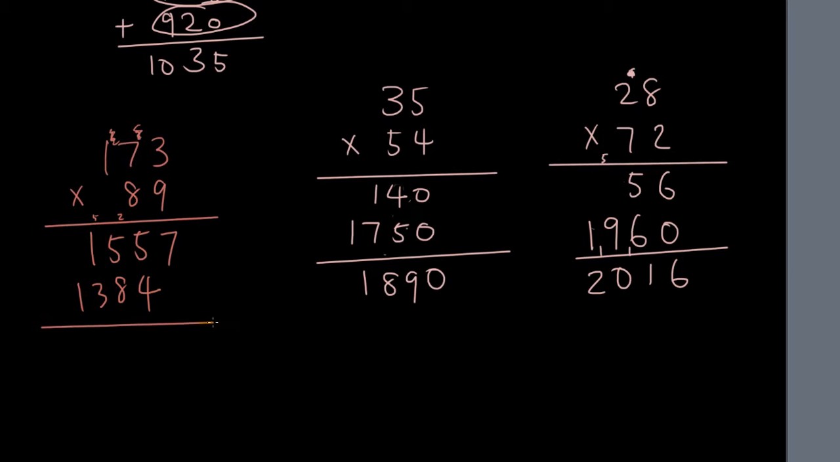So now I can add these numbers together. So it's 7 plus 0 is 7. 5 plus 4 is 9. 8 plus 5 is 13. 1 plus 3 is 4. 4 plus 1 is 5. 15397.